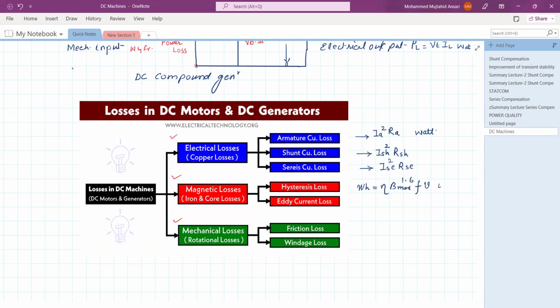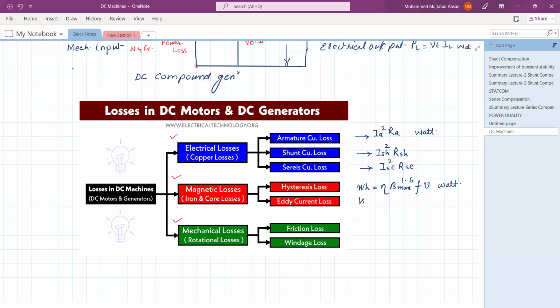So the higher the frequency, the more the losses, and it depends upon the maximum flux density. If the machine is designed at a higher flux density, the losses will be more. And again, it depends upon the volume. The more the magnetic material volume, the more will be the losses. Second is the eddy current loss.